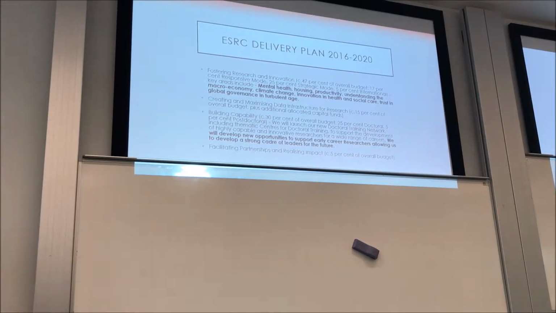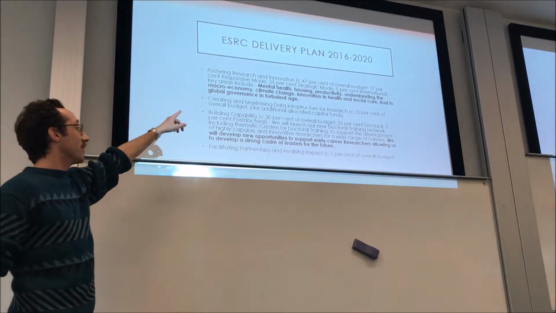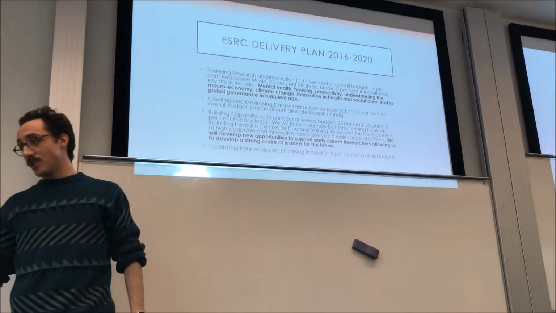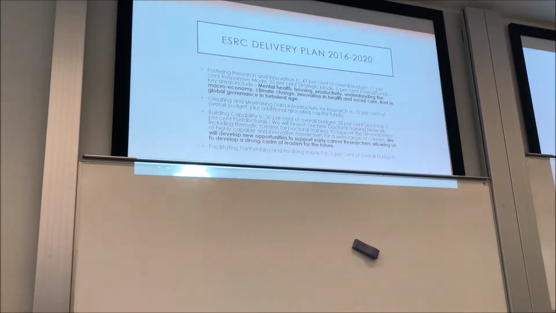So, basically, the reason I bring these up is of particular importance, because when you're framing an application for the ESRC, you want to take particular consideration of these main interests, which change in different periods depending on the delivery plan. So as we can see, mental health, housing, productivity, understanding the macroeconomy, climate change, innovation in health and social care, and trust in global governance in a turbulent age. You can see they're all kind of relevant to stuff you've probably read about that are ongoing, and they tend to fund stuff in this area. This is especially important for research grants, not just studentships, but it always helps to look at these.